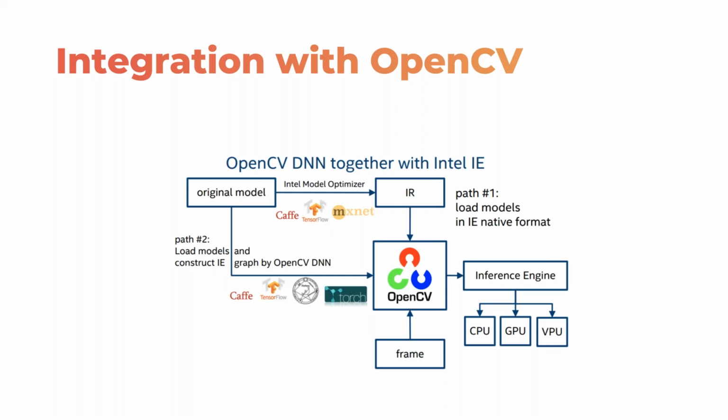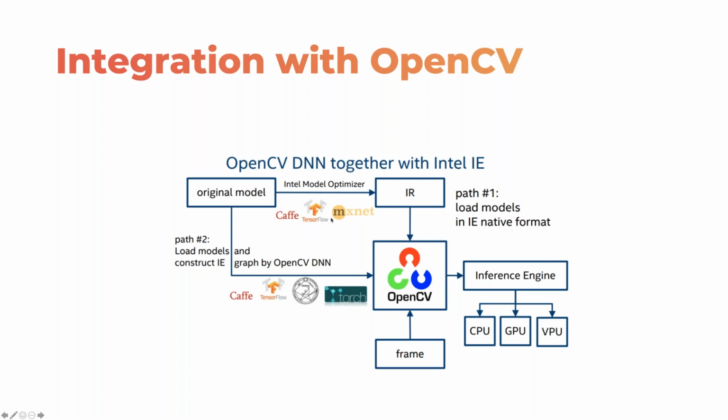So the code remains exactly the same, and OpenCV can now take advantage of the OpenVINO backend by passing the intermediary, the XML and bin file, to the inference engine, and the inference engine will get the input parameter from OpenCV on what plugin to use, and it does the rest. So it is pretty seamless and a very smooth workflow. That is the second path where you load models in inference engine native format.